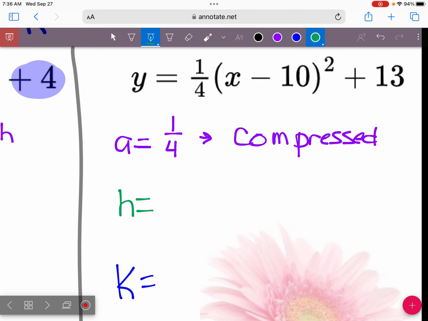What is our H value? 10. It always has that opposite sign. Which means it's going to go which way for a +10? It's going to go right.